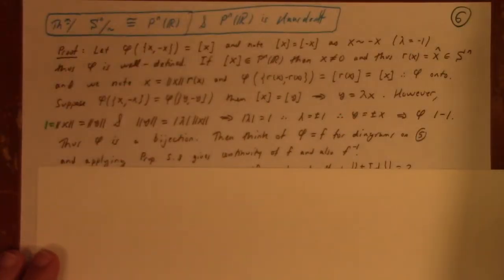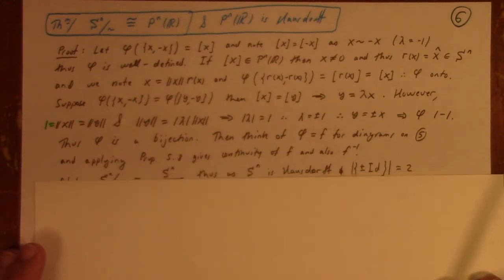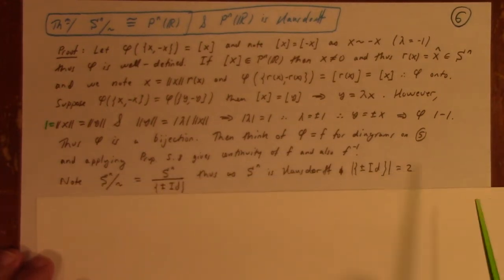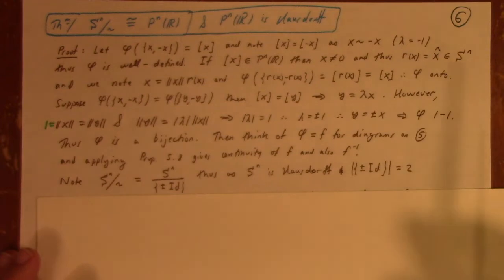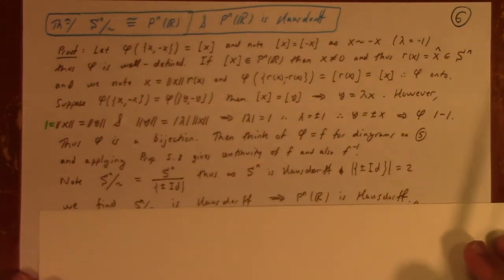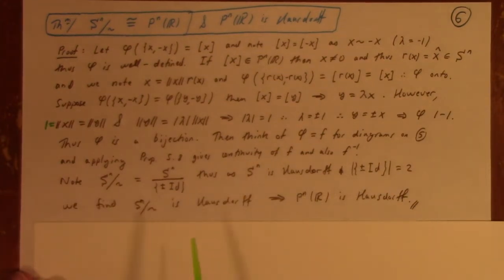Or I suppose if you were just a brute force kind of person, you could just try to prove directly that this mapping is continuous with continuous inverse. I don't want to do that. All right. Anyway, so we find, if you'll forgive me for not proving the continuity, that phi is a homeomorphism.